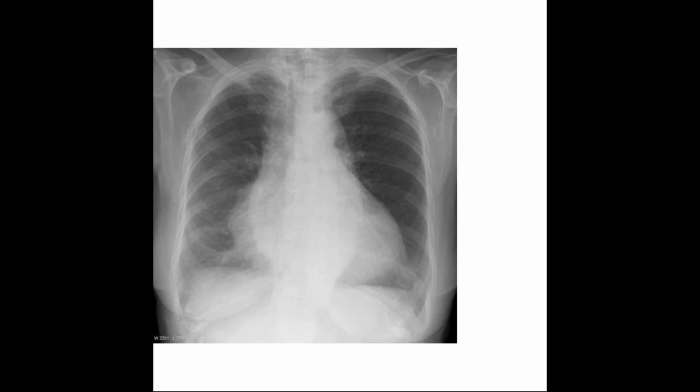Yes, A and B is fine. No, trachea is not shifted to left. It is basically slightly rotated. This is the trachea. This is the bronchus.